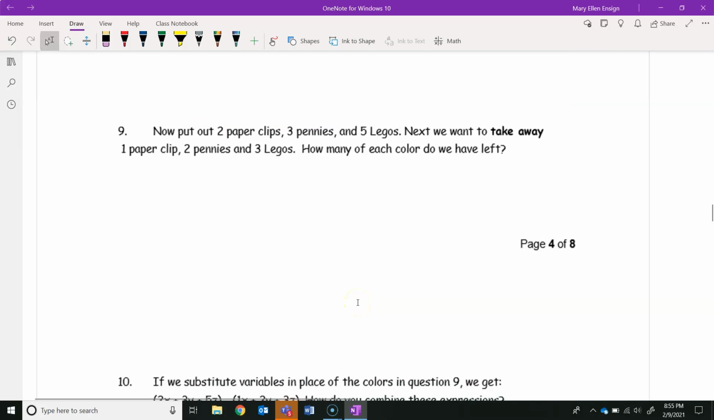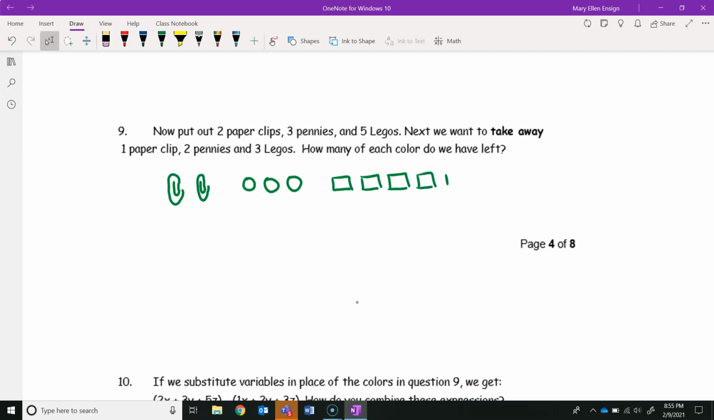And now let's say we put out 2 paper clips. So here come my fancy paper clip drawings again. 2 paper clips. We put out 3 pennies and we put out 5 Legos. I'm just going to make them little blocks this time. Now we want to take away 1 paperclip, 2 pennies, and 3 Legos. So we're not adding this time, we're taking those away. So I want to take away 1 paperclip, 2 pennies, 3 Legos.